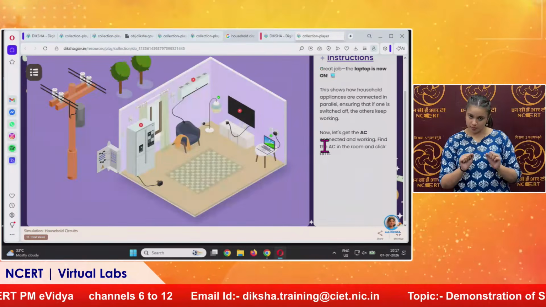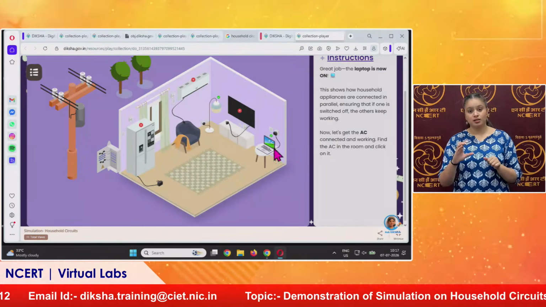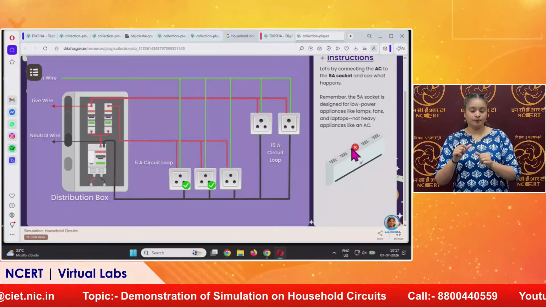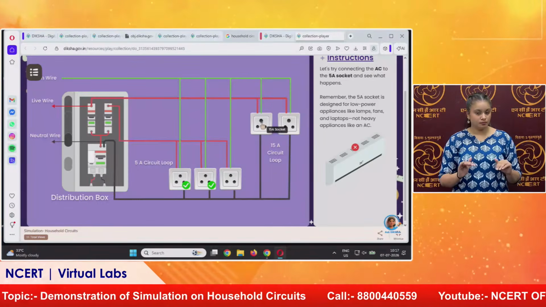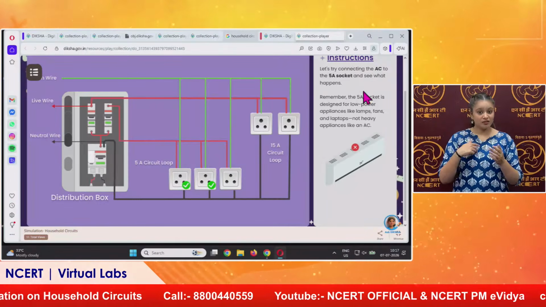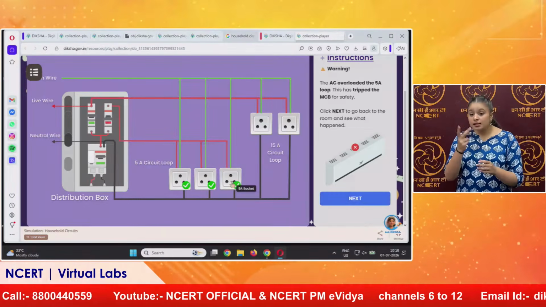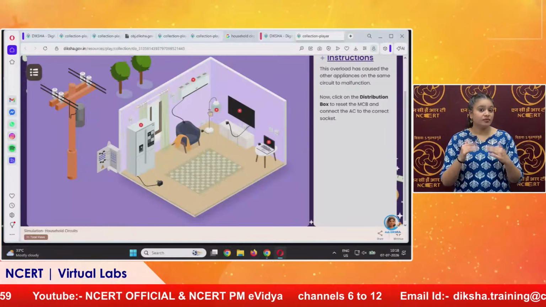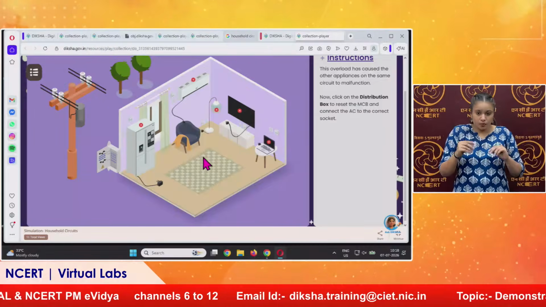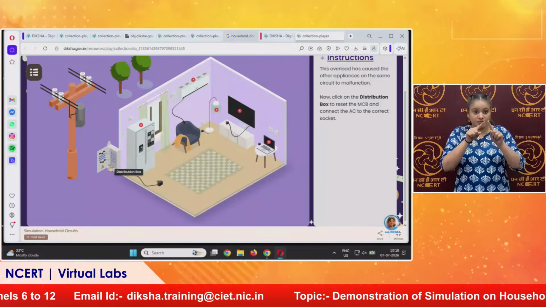Damaged, yeah. Next, the AC in the room is a high power device. Yes. So, we will connect it to 15 ampere. Let us try connecting the AC to the 5 ampere socket and see what will happen. Okay. So, let us connect it. Here we will check the distribution. The overload has caused the other appliances on the same circuit to malfunction, because due to overloading the fuse will get melted and the MCB is down here.